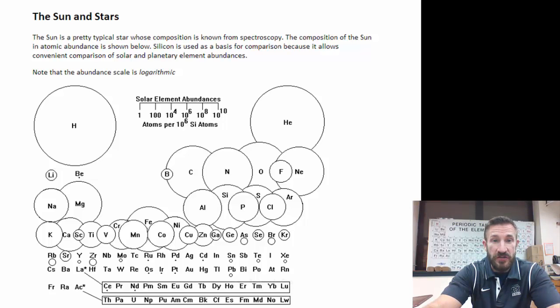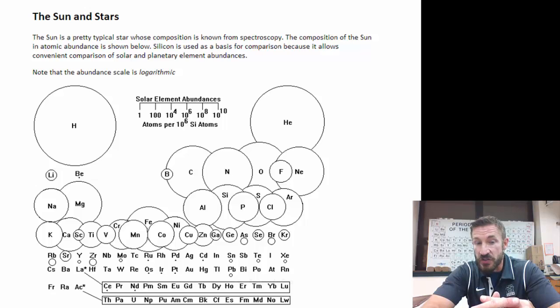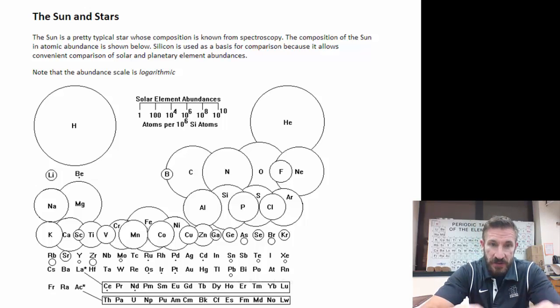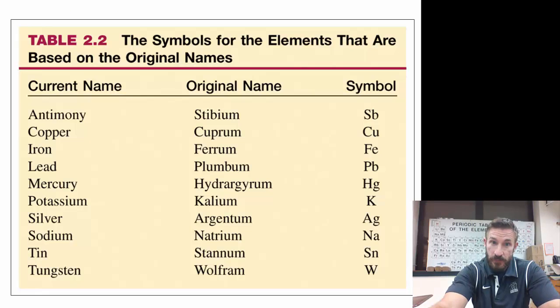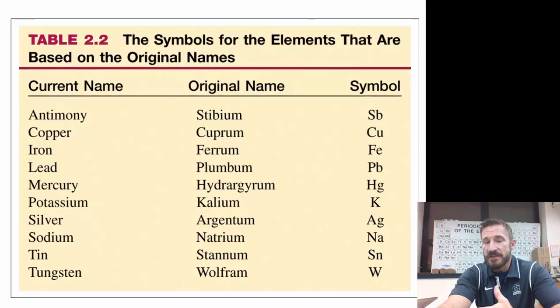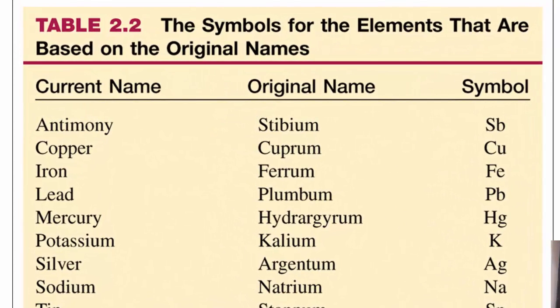Now here's the comparison of the sun and the stars, where the size of the circle, which is logarithmic, represents the elemental abundances. So we see hydrogen and helium are very high, then all the other elements sort of fall in after that. Now, when we talk about these elements, some of the names seem obvious or the symbols look very different. Now, why are these symbols so different?